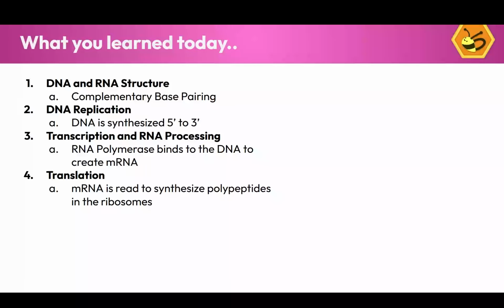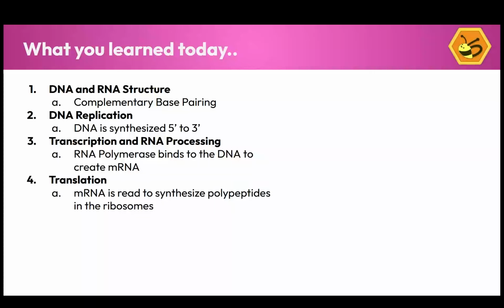But here is the full summary of everything you learned in this 2-hour span. You learned about the DNA and RNA structure. You learned about complementary base pairing, purines, and pyrimidines, and how DNA and RNA structure differ. Second, we covered DNA replication. We emphasized that DNA is synthesized in the 5' to 3' direction, and that replication is semi-conservative. There's enzymes helicase, topoisomerase, DNA polymerase, and ligase. You need to know this.